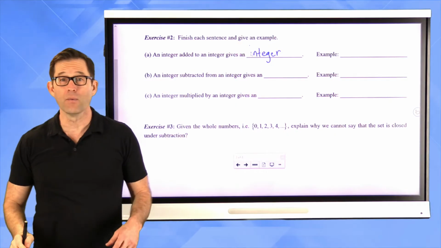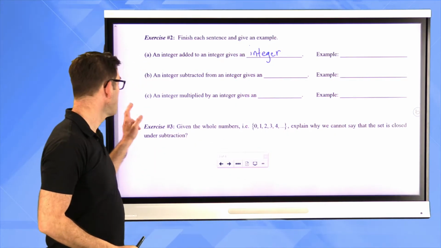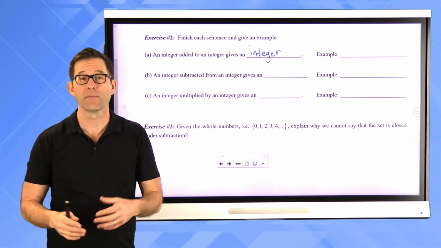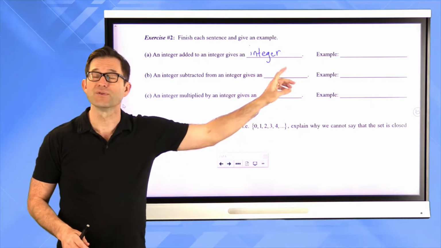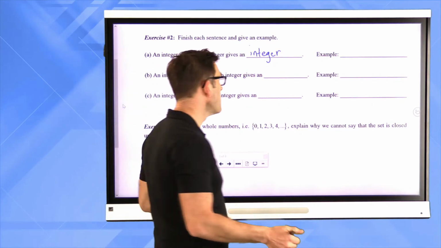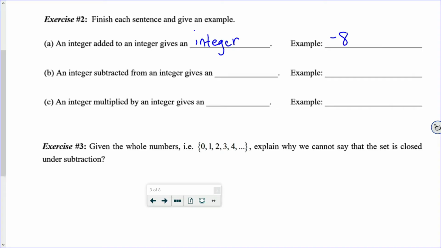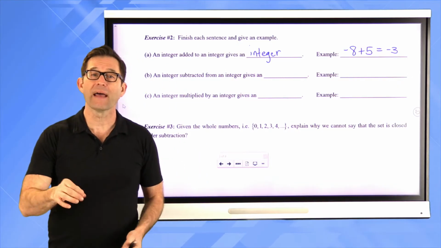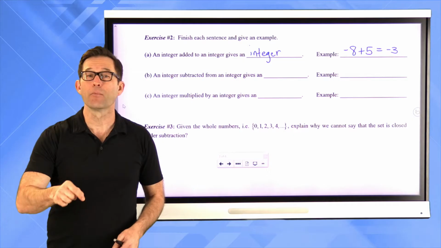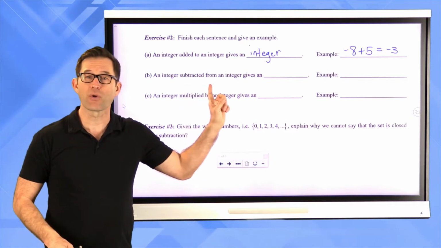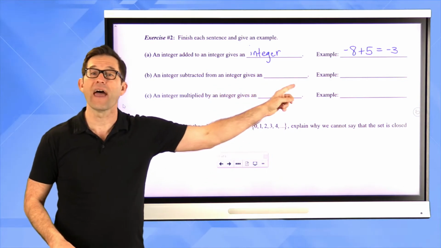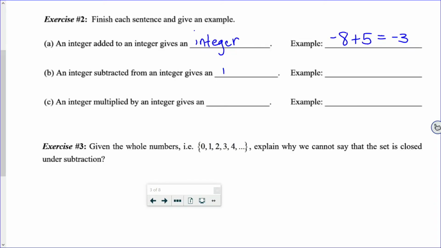And again, what's great is you can choose basically any example you want. Grab a couple integers, add them together, and you're going to have an integer. Now, we could just stick with whole numbers here, but I'd like to involve some negatives. So, maybe a good example would be, let's say, -8 plus 5 is equal to -3. There is no point in time when I'm going to add 2 integers together and get a number that is not an integer. And likewise for letter B and letter C, an integer subtracted from an integer gives an integer.